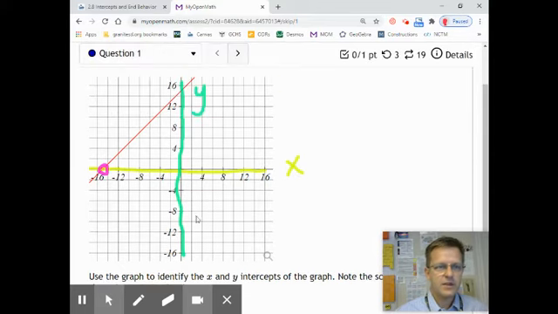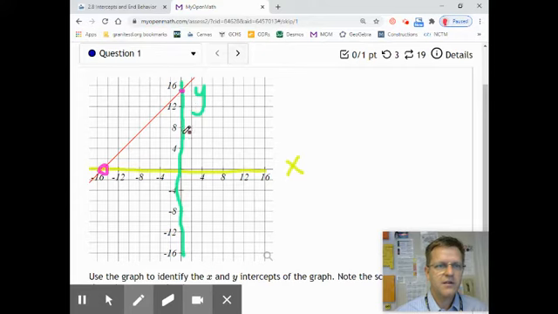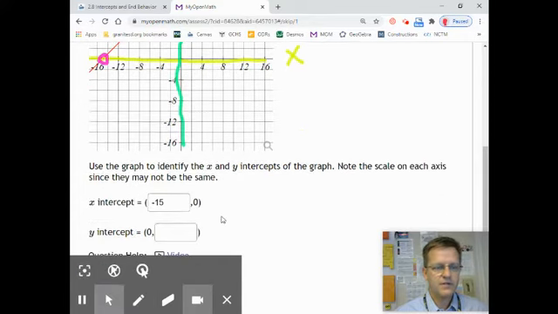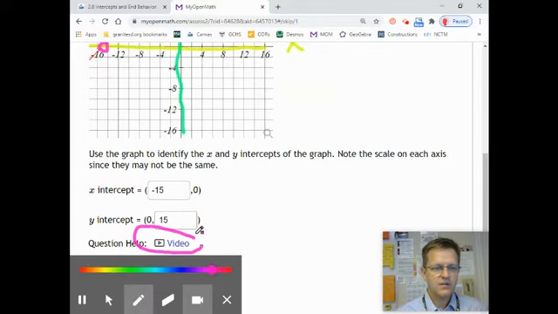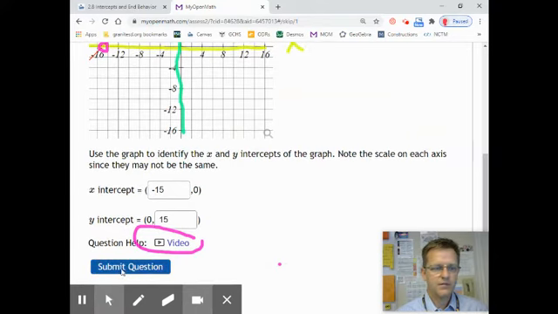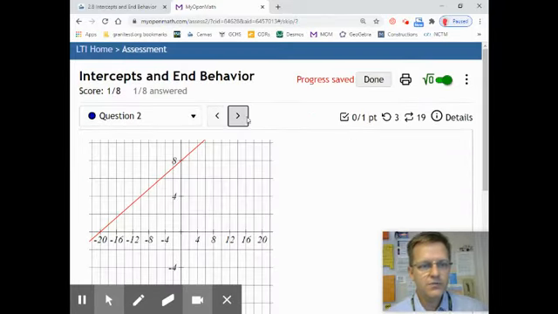Now, the y-intercept. Where does it cross the y-axis? Crosses right here, which is 12, 14, 15. Looks like that one's also 15, but in this case, a positive 15. And notice there is a help video here as well. All right, well, there we go. Let's submit it just to show you that it's right. Turn green. Let's go to number 2.